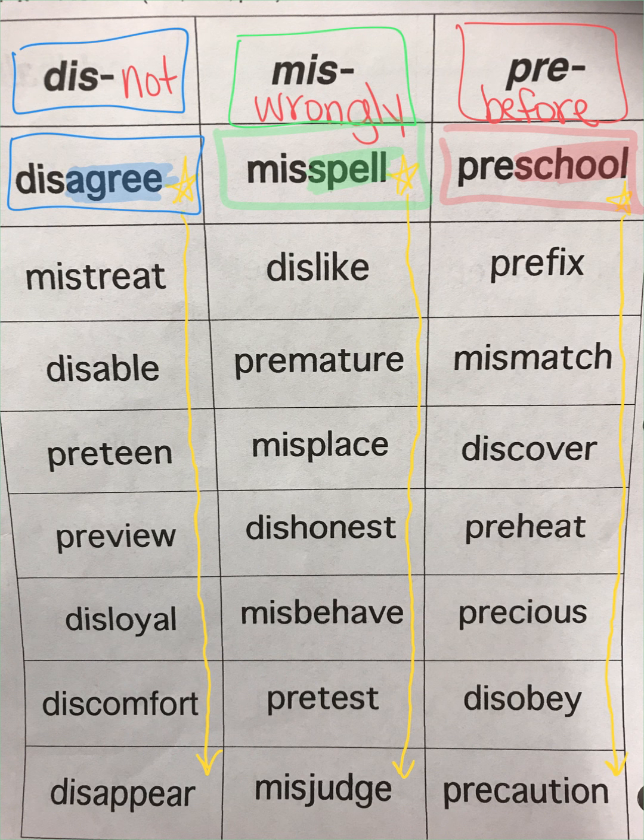There is one oddball this week. We have the word precious here. We do not have a base word here, as you can see, before the pre. C-I-O-U-S is not a real word. So that will be your oddball for this week.